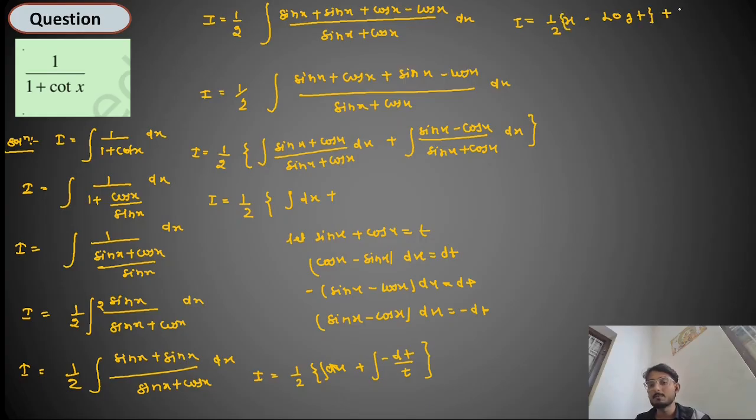plus c. Now you can put the value of t: 1 by 2 (x minus log of (sin x plus cos x)) plus c. Okay, this is the final answer.